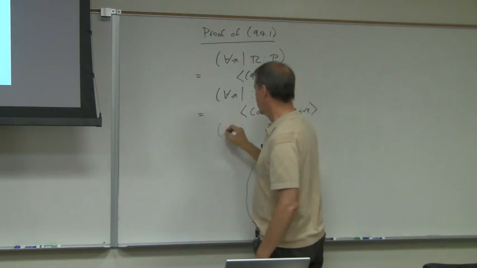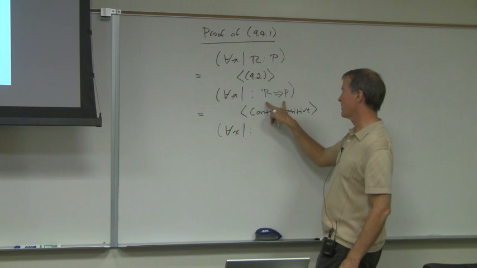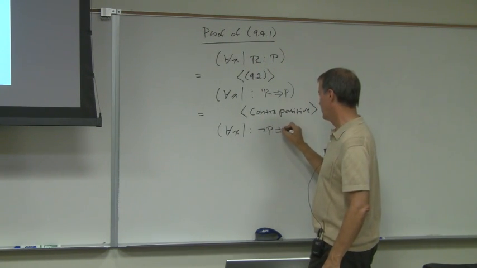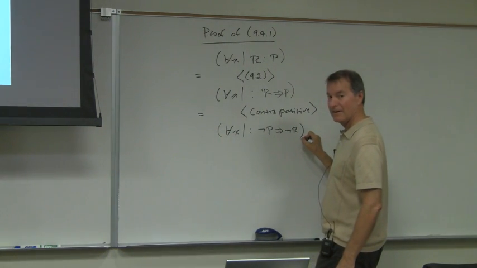And so that's for all x, range true. And the contrapositive of R implies P is what? Not P implies R, not R. Not P implies not R. Are you with me? Slick, huh?